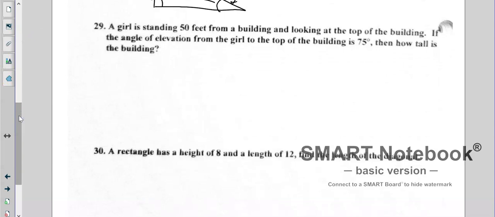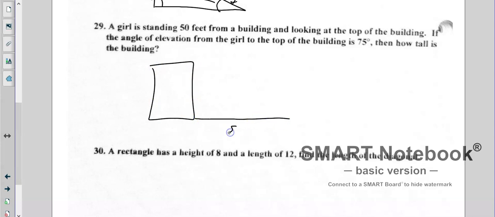Number 29. A girl standing 50 feet from a building. So here's the building. She's standing 50 feet. The angle of elevation is 75 degrees. How tall is the building? Well, here's the angle. This is the adjacent side. Hypotenuse is up here. We're not doing hypotenuse. That means we're doing tangent. That is the opposite side.